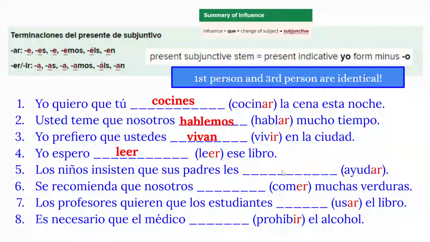Next, back to subjunctive. Los niños insisten que sus padres les ayuden. Se recomienda que nosotros comamos. Los profesores quieren que los estudiantes usen. Es necesario que el médico prohíba.